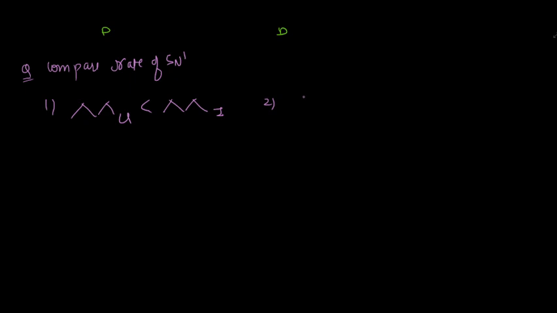Now we have to compare the rate of SN1 reactions. We are solving some problems. Compare the rate of SN1. We have some SN1, then we're going to compare SN2 also. First we have chlorine and iodine. We know iodine is a good leaving group. Second, we have Cl, then CH2Cl. So CH2Cl gives a stable carbocation.